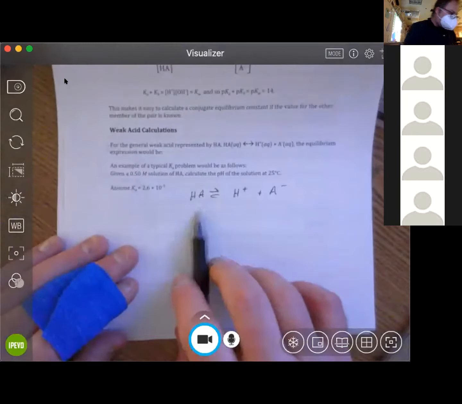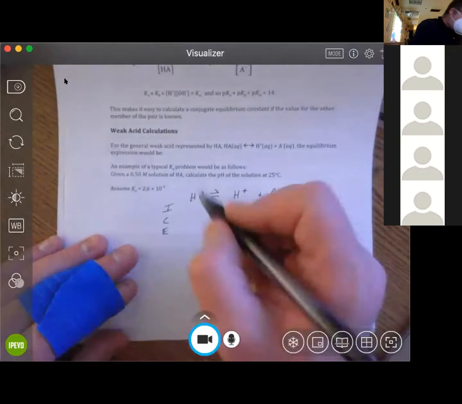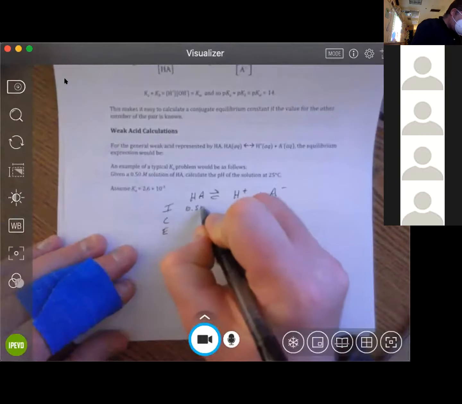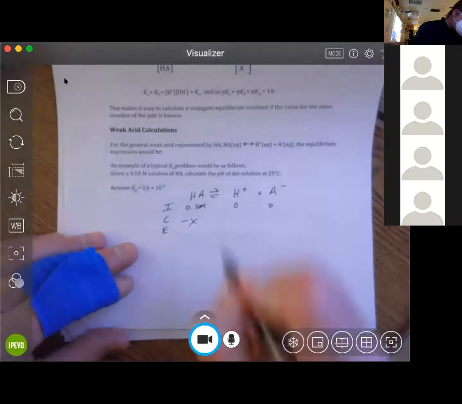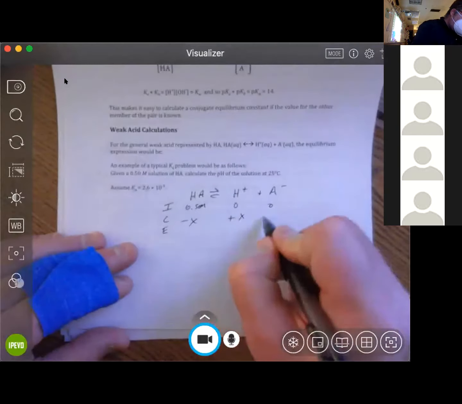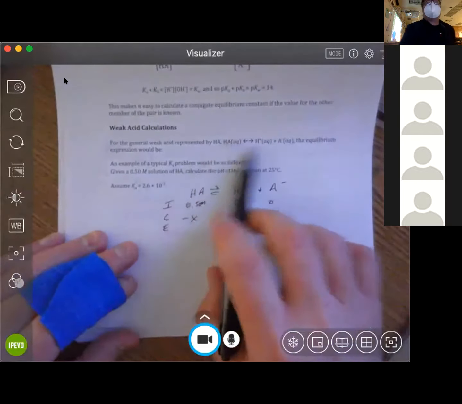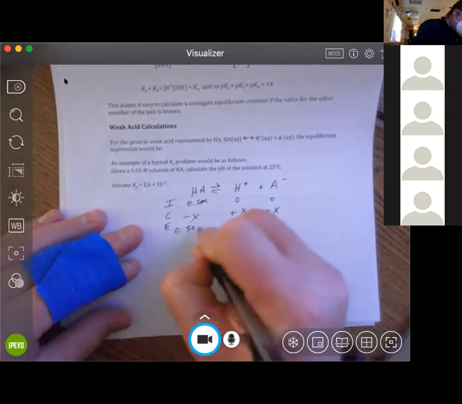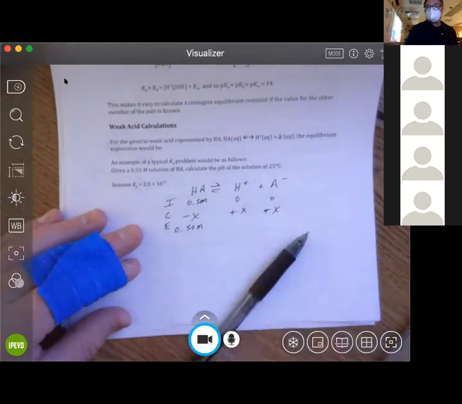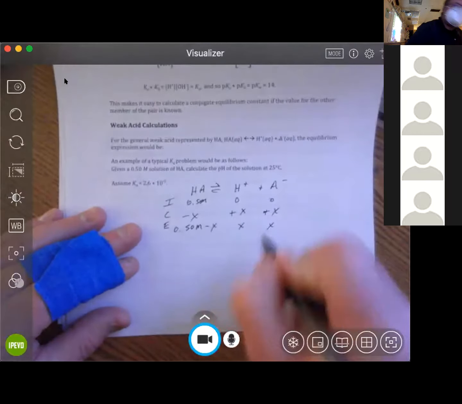And we are starting with 0.5 molar. And then 0 and 0. And we have a 0.50 molar. So we're going to lose some of this and gain some of this. Luckily for us here, we're dealing with a 1 to 1 to 1. So it's going to be a 1 to 1 to 1. 0.50 molar minus X, X, and X.